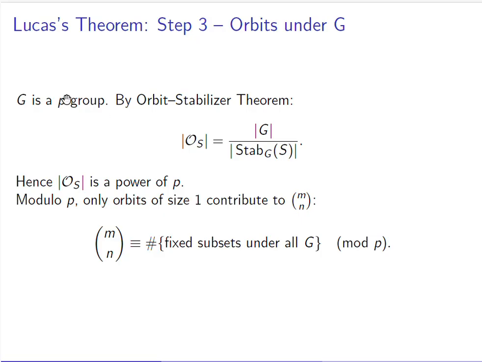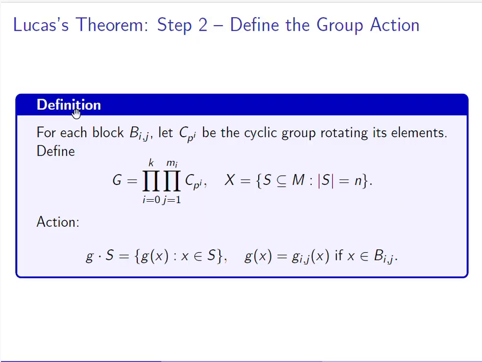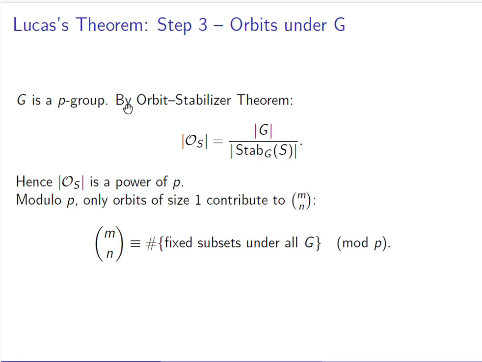Now remember that G is a p-group. The way we formulated G, it is a direct product of cyclic groups of order p_i, so it's a p-group. The stabilizer is a subgroup, so it's also a p-group. p to some power divided by p to some power is p to another power. Which means by the orbit-stabilizer theorem, the size of each orbit is a power of p. Now remember, we want to take the count mod p.